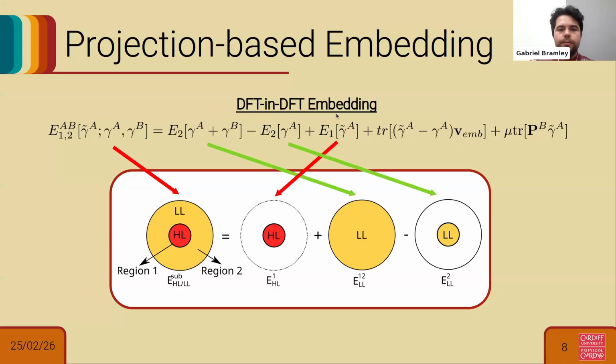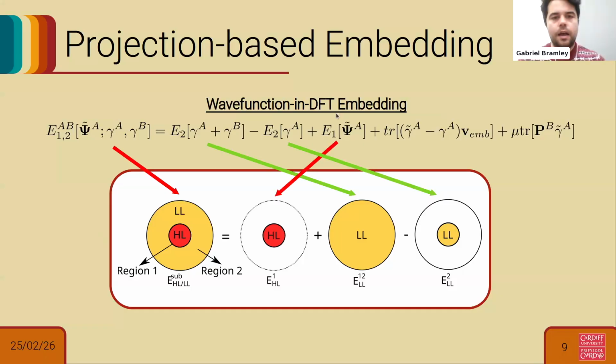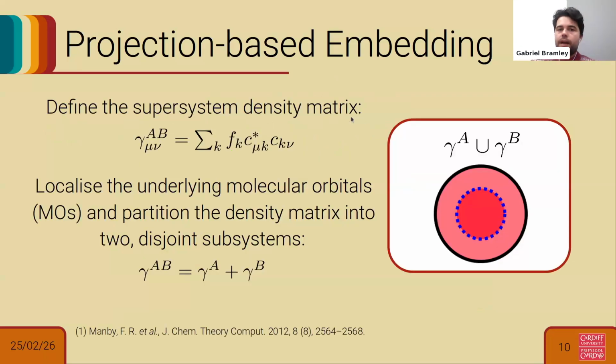And this can also be applied for wave function in DFT embedding as well. So this is where you subtract out the low level of theory described at the DFT level of theory, and then add in an energy contribution from a wave function method such as RPA or MP2. So how does this work in practice?